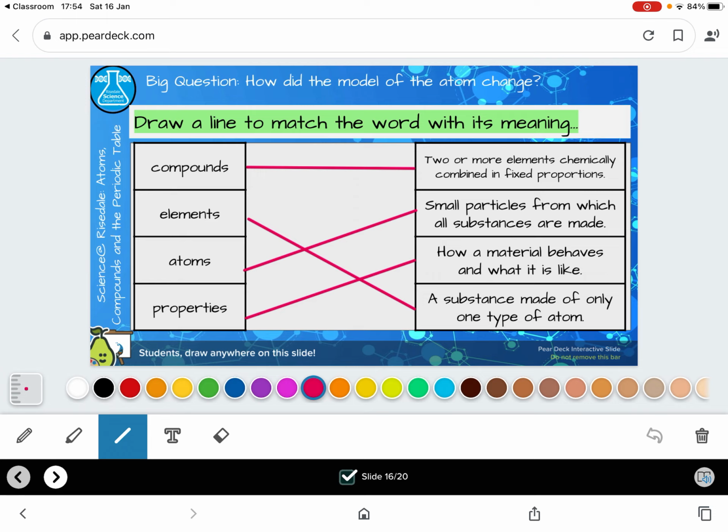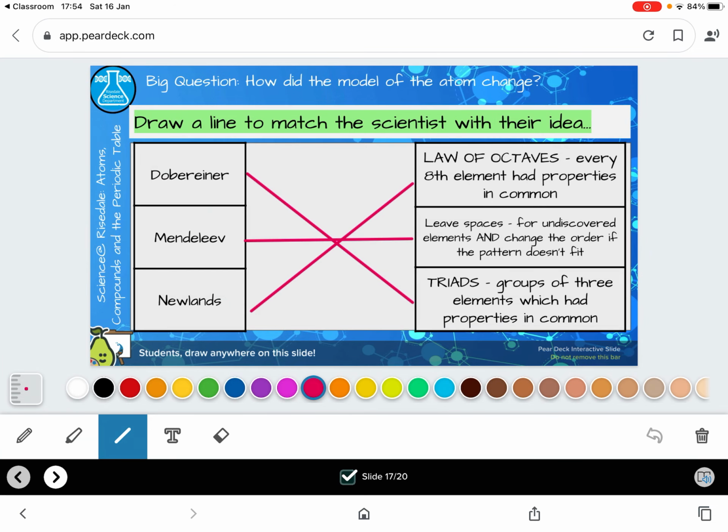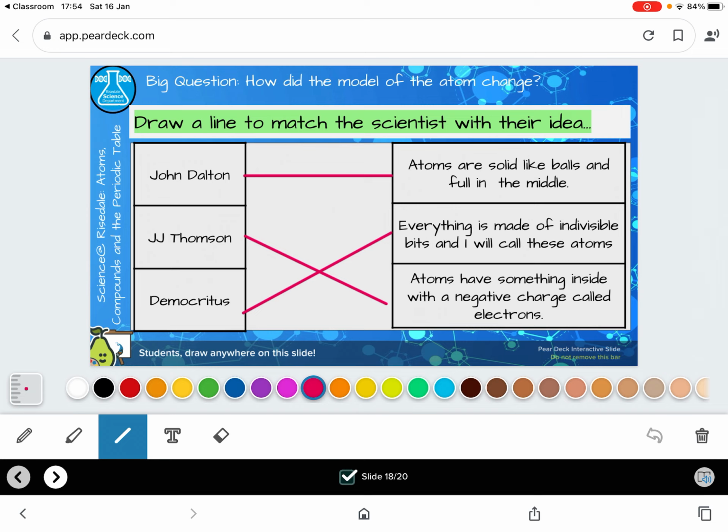Then we went through those keywords again to remind you. Atoms are small particles from which all substances are made. Elements are made of one type of atom. Compounds have two or more elements chemically combined. And properties are how materials behave. Okay? Dobereiner was the scientist that came up with the triads in the periodic table. Newlands had his law of octaves, every eighth element having a property in common. And Mendeleev was the scientist that left spaces for undiscovered elements and rearranged the order when he needed to.